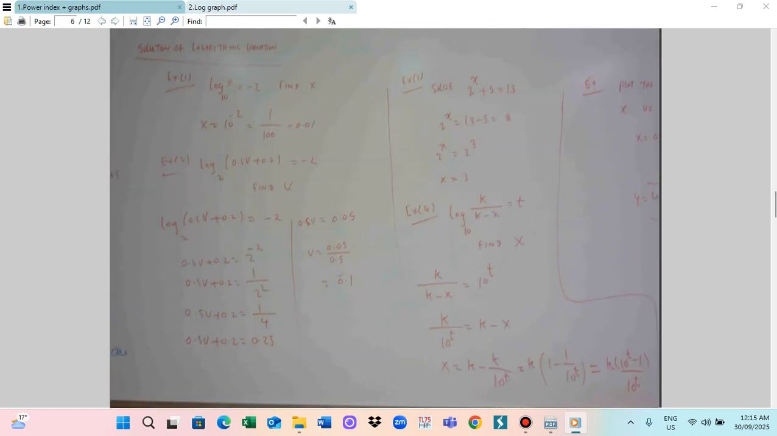The first equation is log A base 10 is equal to minus 2, you have to find the A. So in this case, you can write A is equal to 10 power minus 2. 10 power minus 2 is 1 by 100. So this is 0.01.